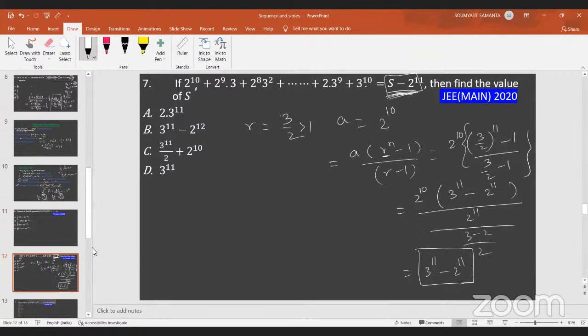So the sum we got for this series is 3 to the power 11 minus 2 to the power 11. They have asked you to find the value of S. Compared with the result we got, 3 power 11 minus 2 to the power 11, they have given the result as 3S minus 2 to the power 11. So what is S? S is 3 to the power 11. So the answer is option D.